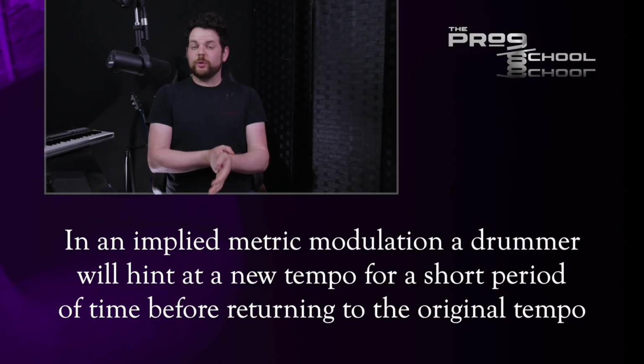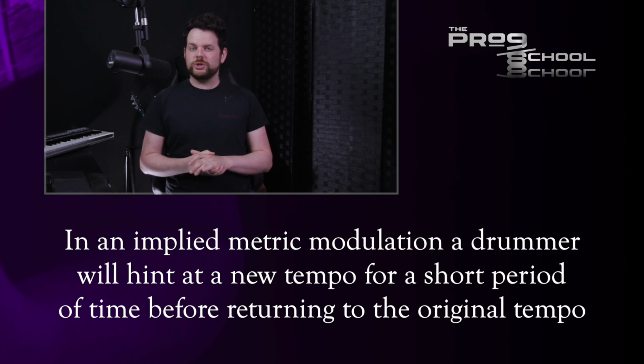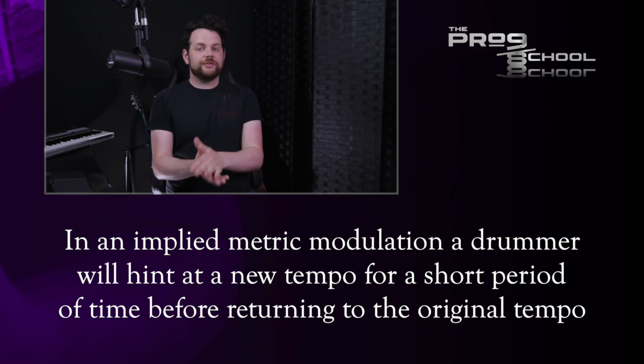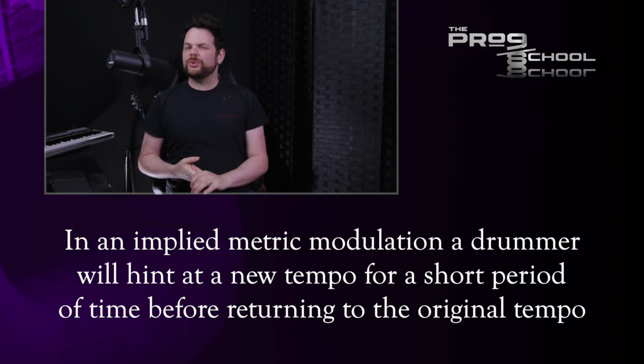In this case, a drummer will imply a new tempo for a measure or two, or even just a couple of beats, and then go back to the original tempo. It's a very cool idea and very useful, but not really a full metric modulation like what I'm covering here.